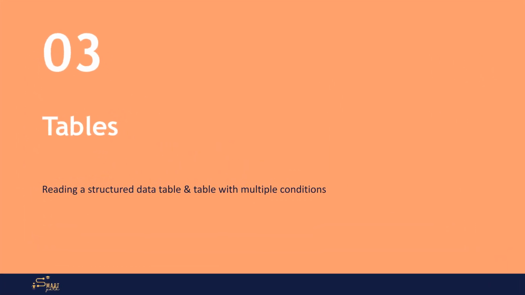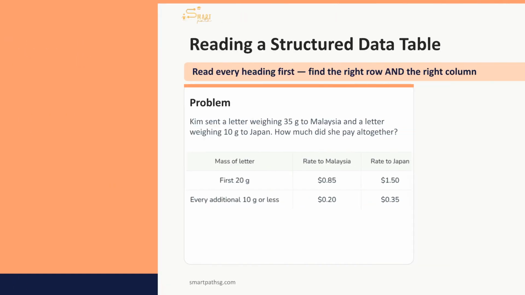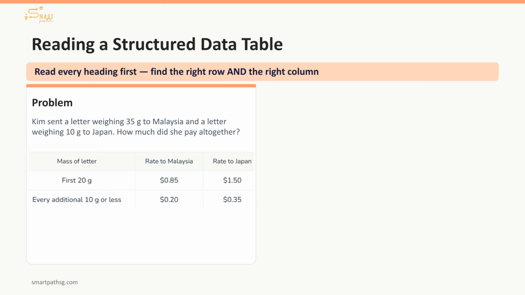Our final topic is data tables, which often appear in real-world contexts like ticket prices or parking charges. The critical skills are reading structured data and handling multiple conditions. For structured tables, read every heading first to find the right row and the right column.